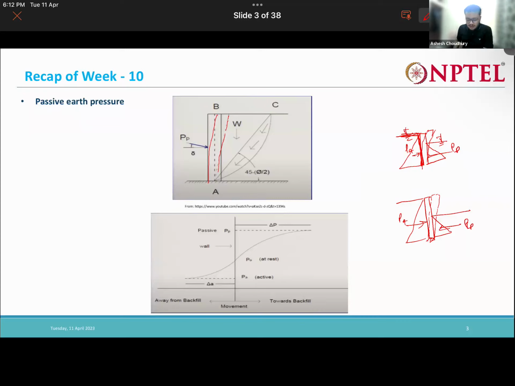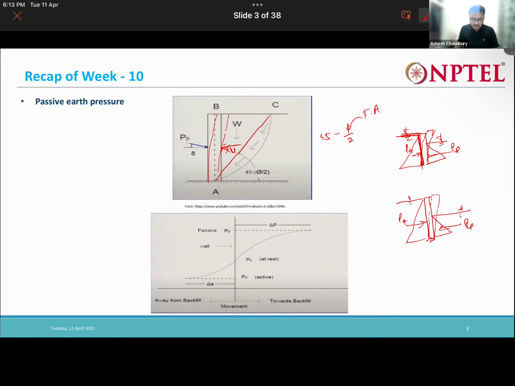So in these cases, where the wall is actually pushing into the soil, our passive earth pressure develops. Okay, so there is a development of passive earth pressure. In this case also, the failure makes some angle with the horizontal. Here the angle is 45 minus phi by 2, where phi is the friction angle of the soil. Right? So just the opposite of the active case.